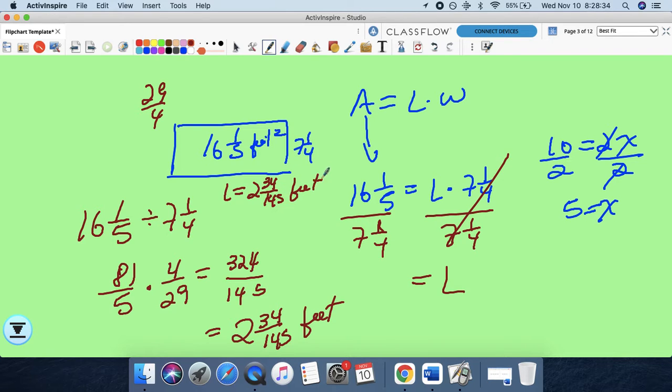That sort of makes sense, right? Because approximately 7.25 times 2 and 1/4, it's about 16 and a half, right? So just by estimating, I know I'm very close to my answer.